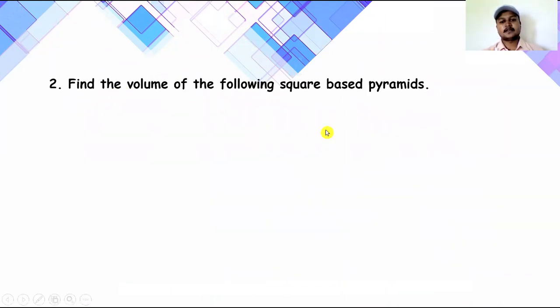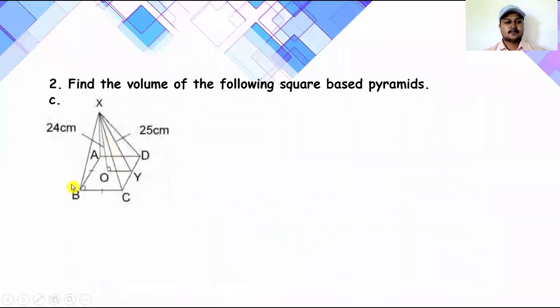Find the volume of following square based pyramid. So in question number 1, it was asked to find out lateral surface area as well as total surface area. Now in question number 2, it is asked to find out volume. Just we have to use formula only. At first, one slant height XY is given and vertical height XO is given. So by using Pythagoras theorem, we can find out OY, or length of base. OY is A by 2 and BC will be the total length A.